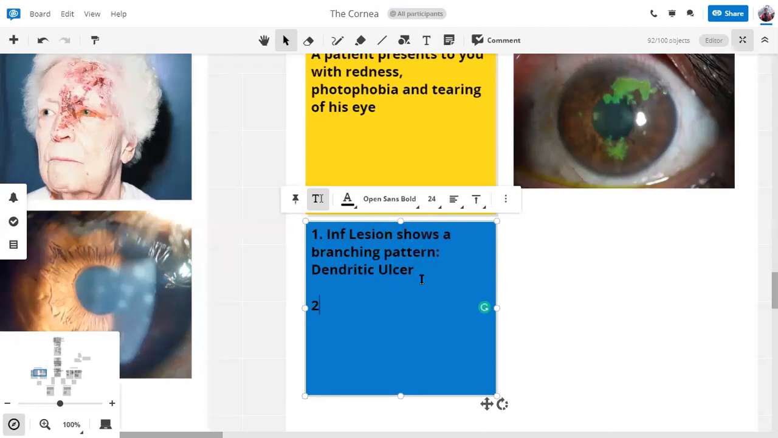But what is the superior lesion? It's a geographic ulcer. So what is a geographic ulcer? When dendritic lesions coalesce, meaning there were many dendrites and they join together, they form a geographic ulcer.